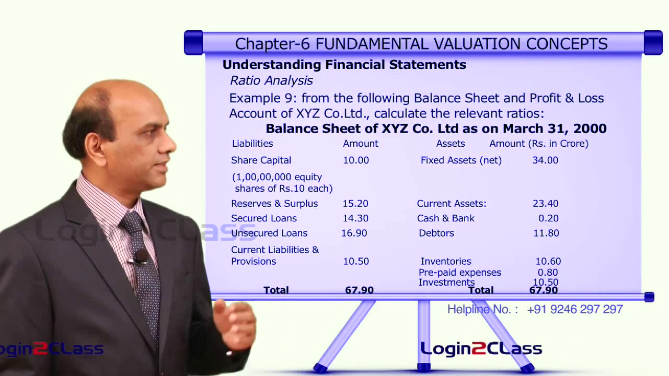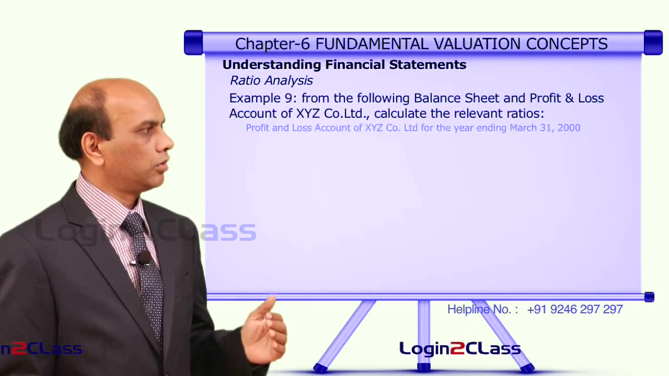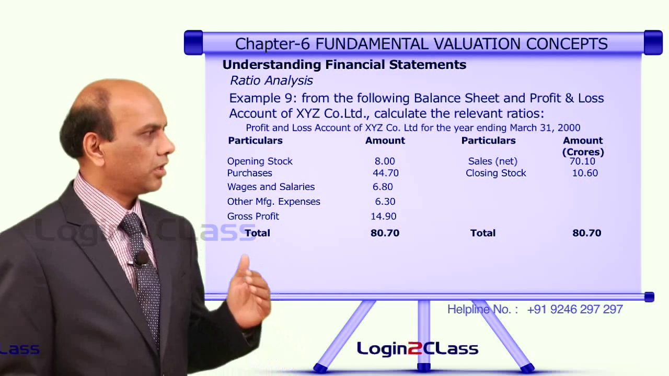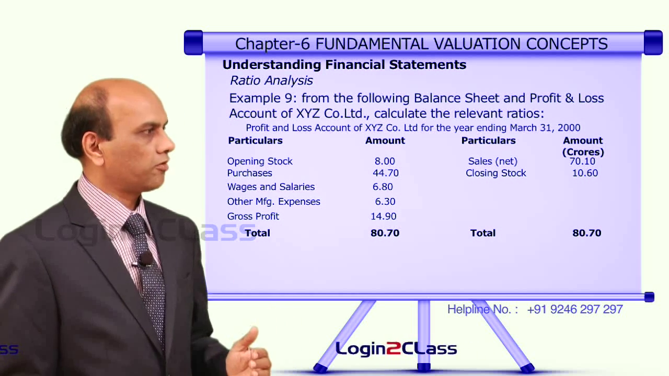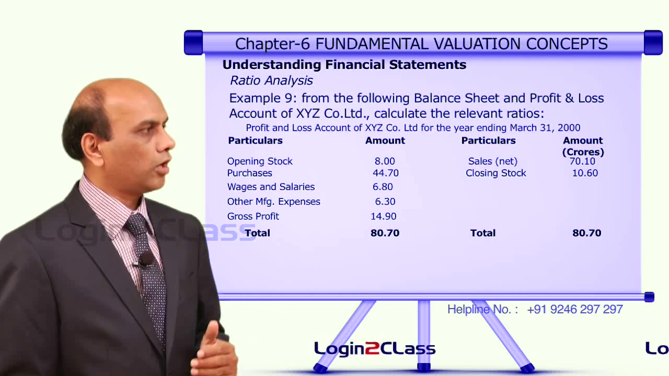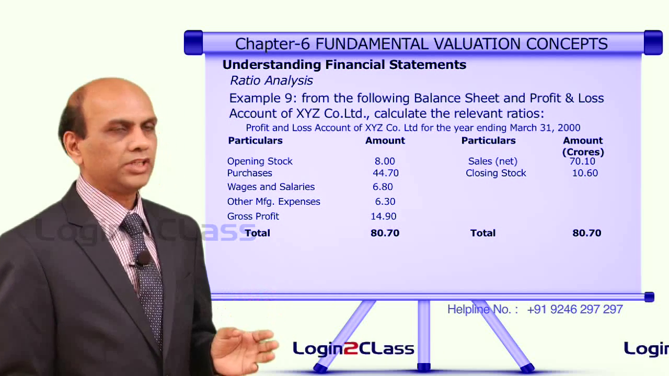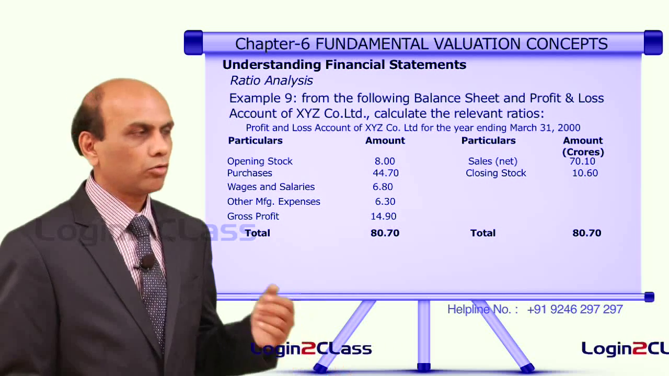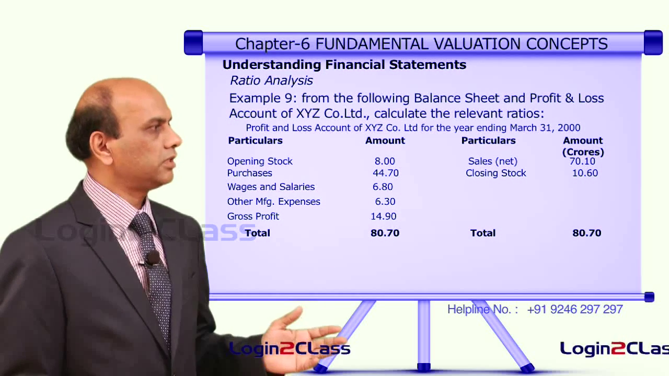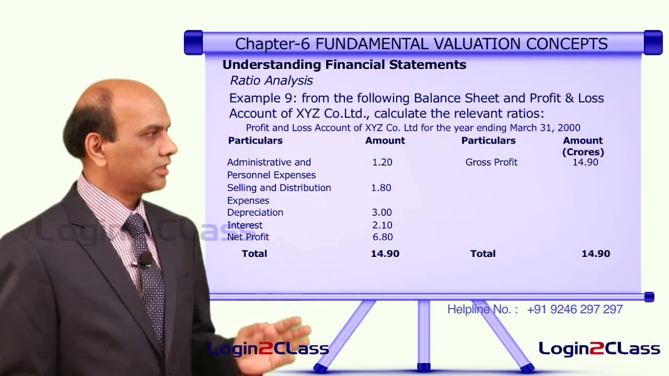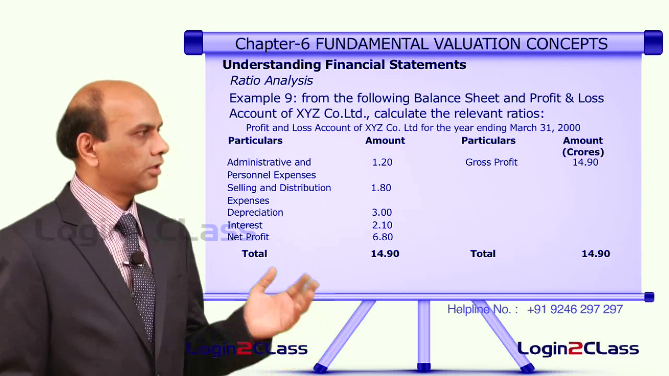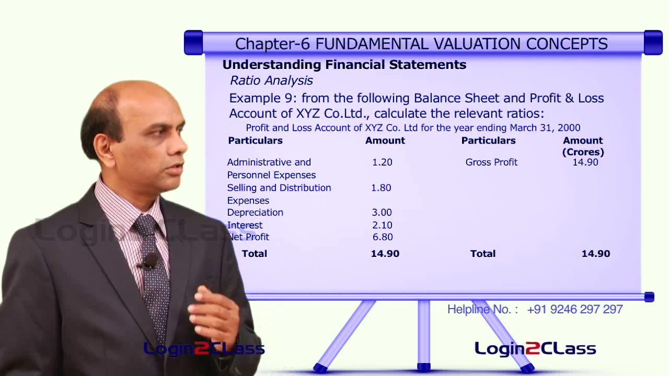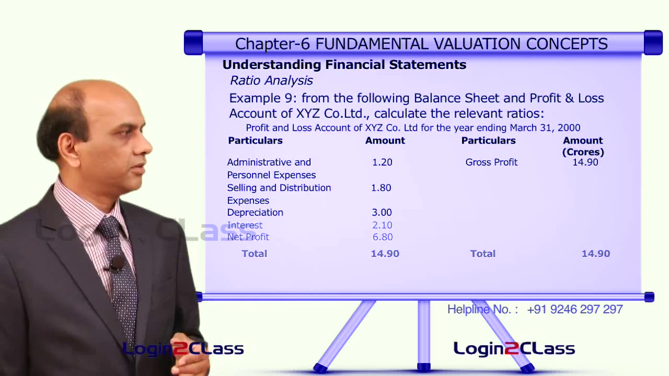Now we can come and see in the profit and loss account opening stock, purchases, wages and salaries, other manufacturing expenses, gross profit. Similarly, on the right column you can see sales and closing stock. These give revenues and expenses data in the profit and loss account statement. Also, you can see in the expenses column administrative personnel expenses, selling and distribution expenses, depreciation, interest, and the balance is the net profit.